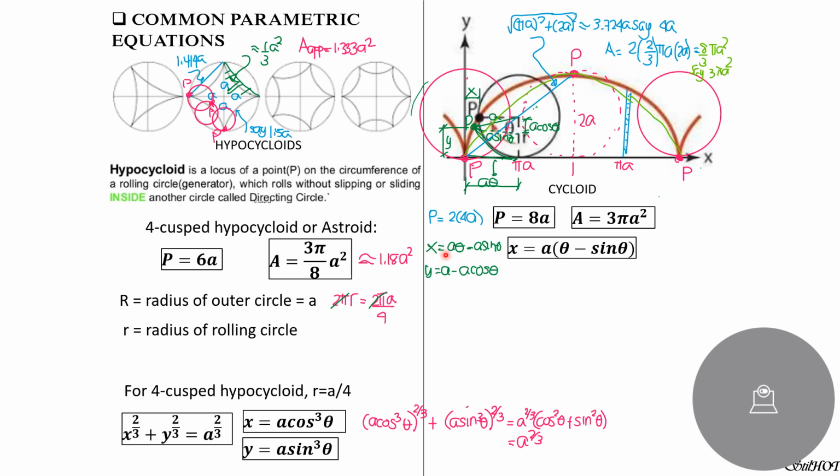So as derived here, factor out a, then we have x equals a times quantity theta minus sine theta. And for y, it is equal to a because the whole of this is a, and we subtract this vertical leg of this right triangle here. Imagine a right triangle, right angle here. It's a cosine theta, so y is a minus a cosine theta, and therefore y is a times quantity 1 minus cosine theta. That's the parametric equation.